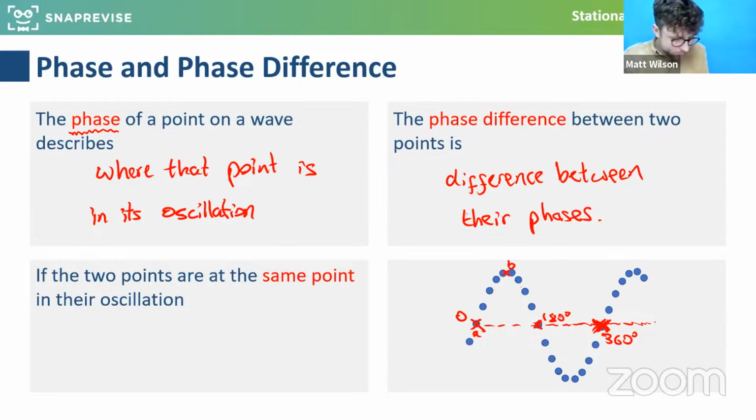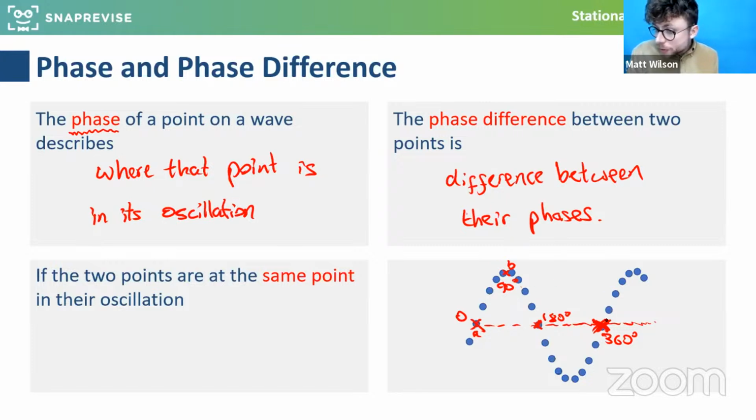All the way to the end is 360. Halfway is 180. B looks like it's about a quarter of the way through the oscillation, so that's going to be 90 degrees. Perfect. So then the phase difference between A and B would be 90 degrees. That's the difference between their phases.